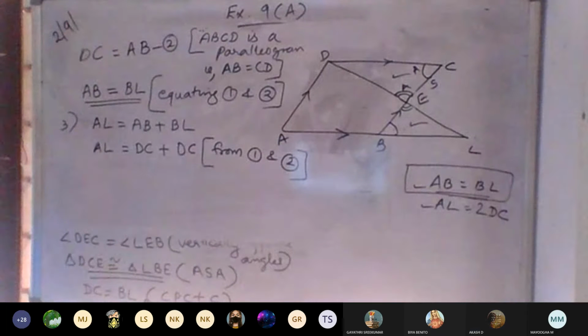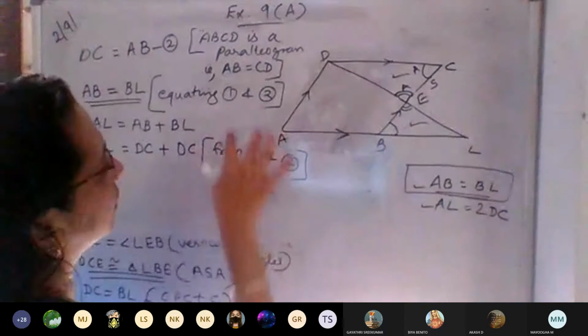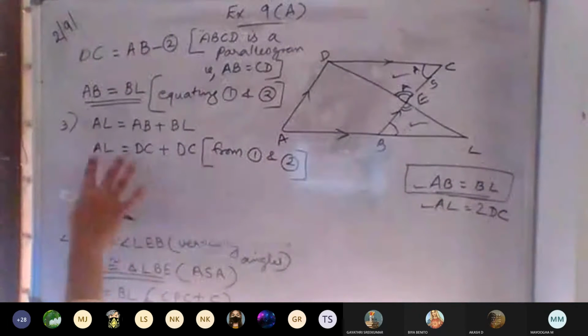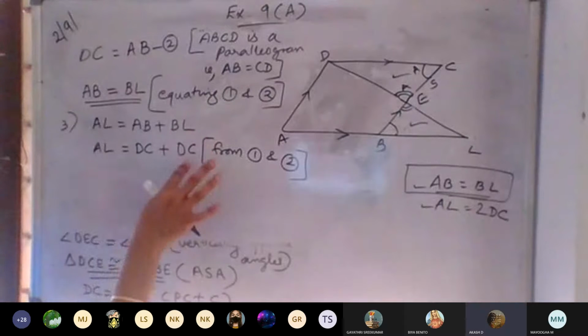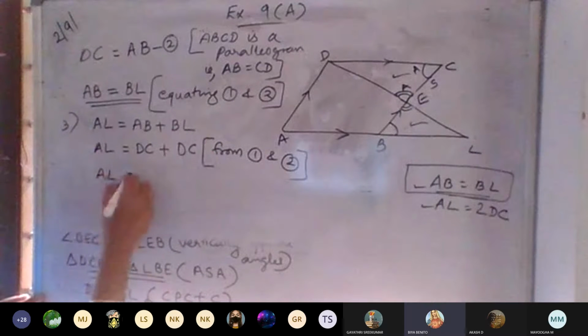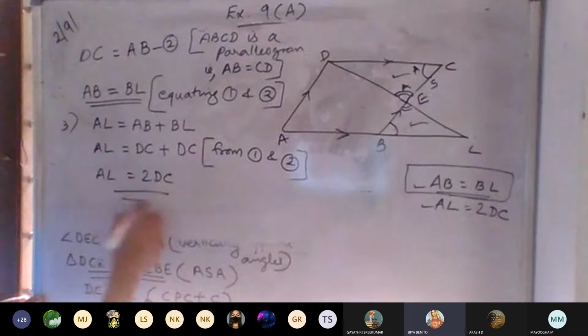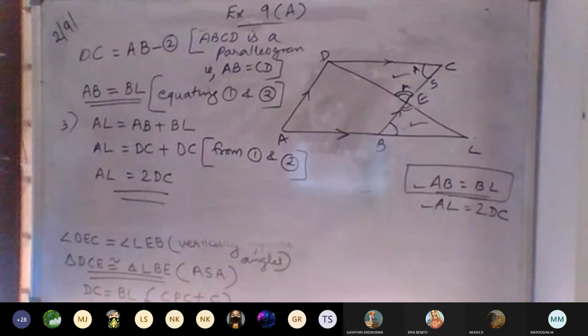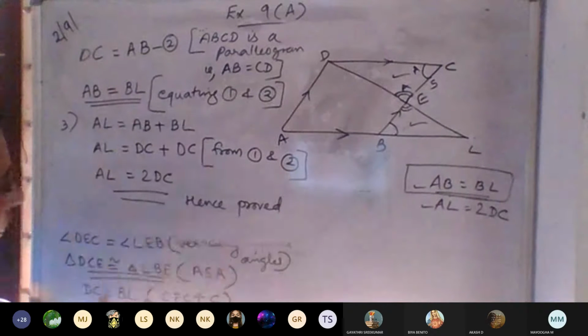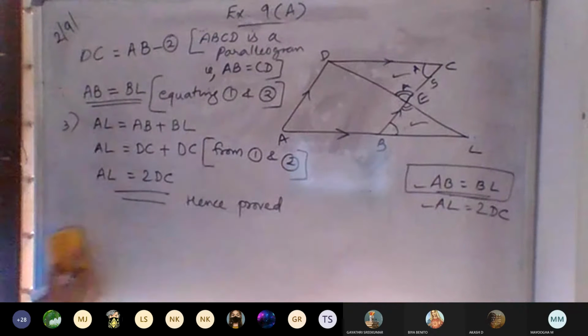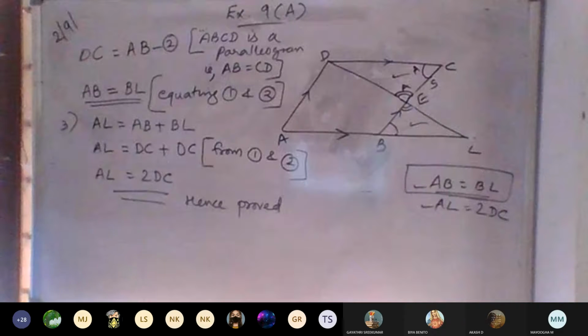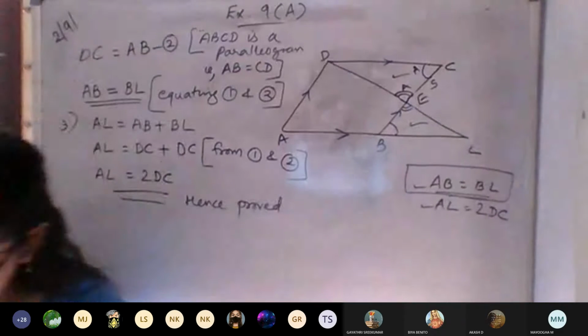These reasons are not needed, this is for your knowledge only. From 1 and 2, we got this. Therefore, AL is equal to 2DC. Hence proved. Okay. Clear enough? Yes, ma'am.